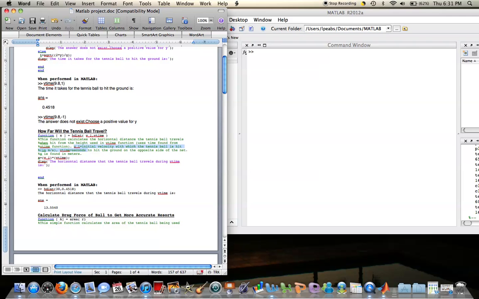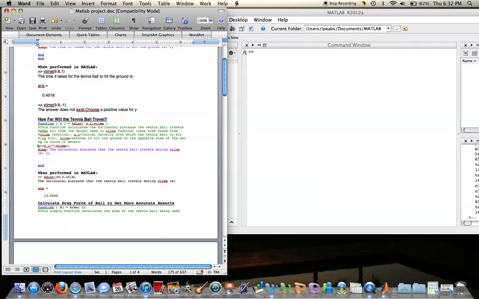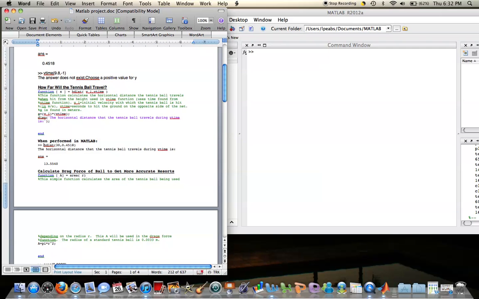So the VI stands for initial velocity with which the tennis ball is hit in meters per second, not miles per hour. The vTime stands for the seconds to hit the ground on the opposite side of the net, which was found in the previous function, and then X is found in meters. The equation is X equals VI times vTime, and performed in Matlab, to bring it up, you just type in the name hdistance, and you type in your initial velocity with which you hit the tennis ball, which can be measured.